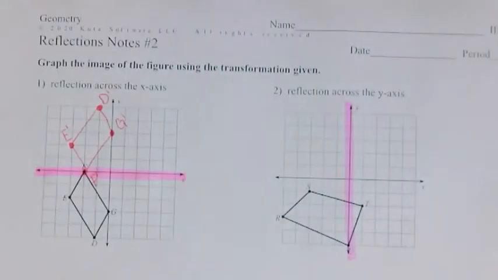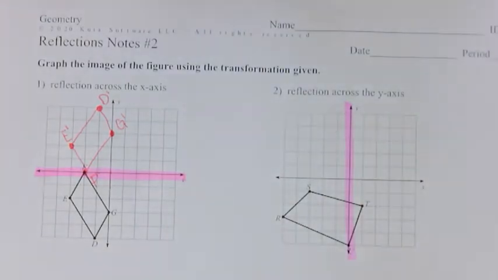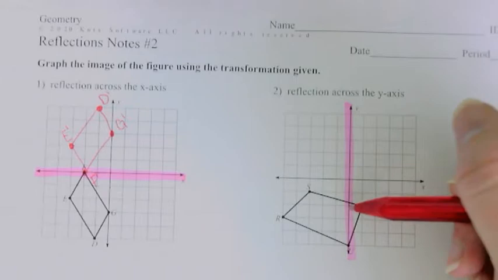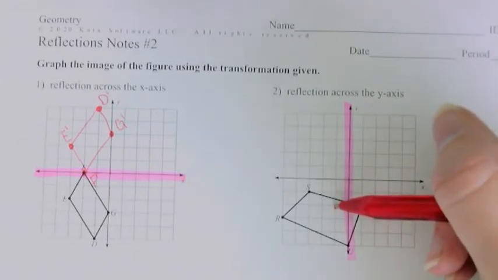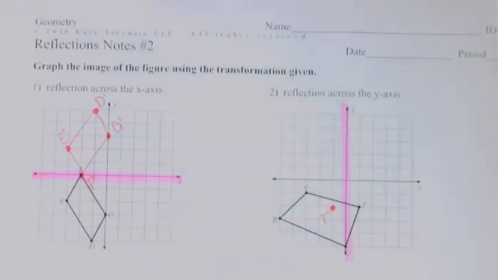Here's the y-axis highlighted. We are going to take the shape RSTU and reflect it over the line. Let's start with point T. From point T to the line, we move left 1. So we will go on the other side of the line and move left 1. This will be the location of your new point T, T prime.